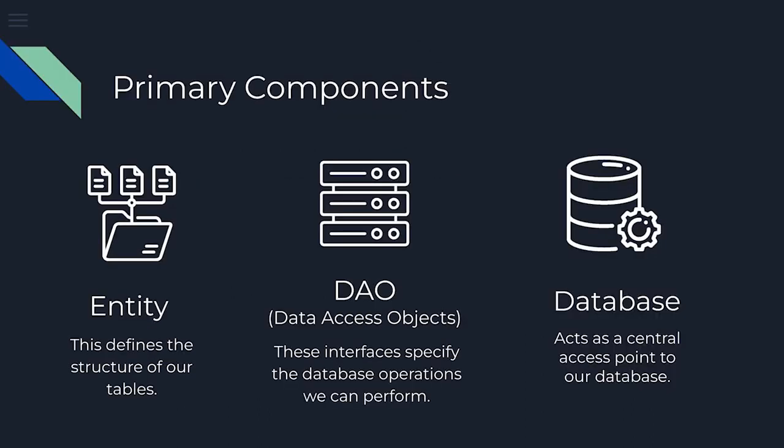Now let's explore the key components that make up Room database. There are three main components. Entity, this defines the structure of our database tables. DAO, data access object, these interfaces specify the database operations we can perform. And then we have database. It acts as the central access point to our database. Now let's look at these one by one.